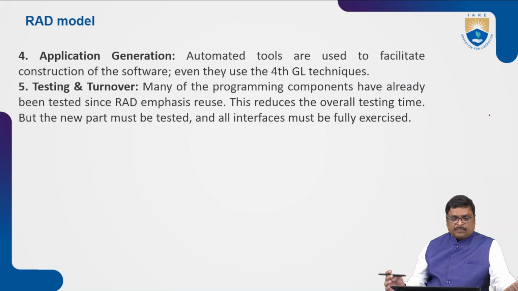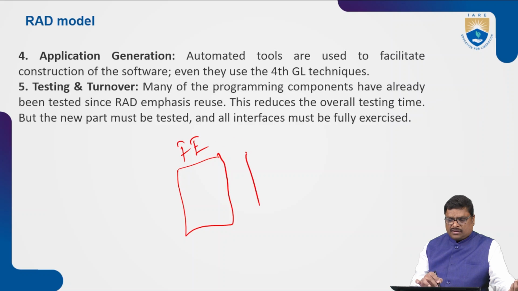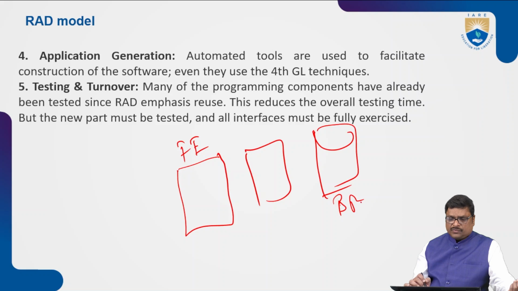Then application generation. We use different types of automation tools or different languages to generate the application. As I was mentioning, any software system has a front end, middleware, and back end, where the data is going to be stored. So we have to use different types of tools and technologies for generating or developing any software system.